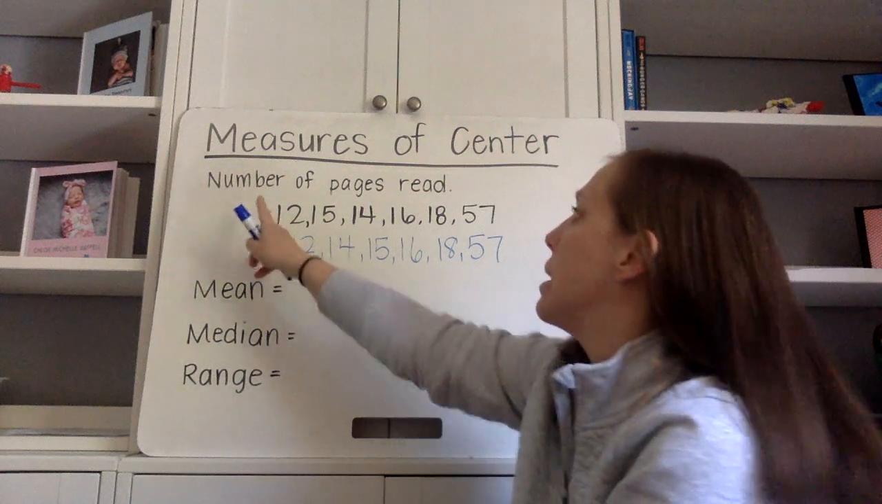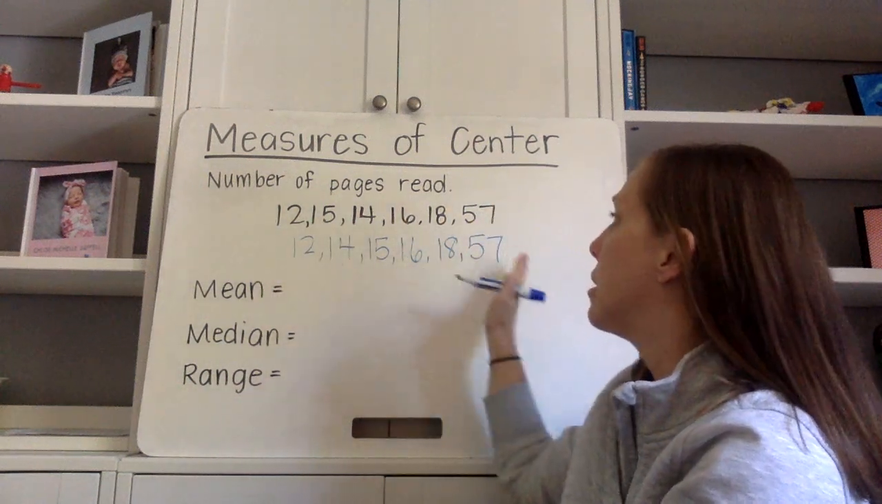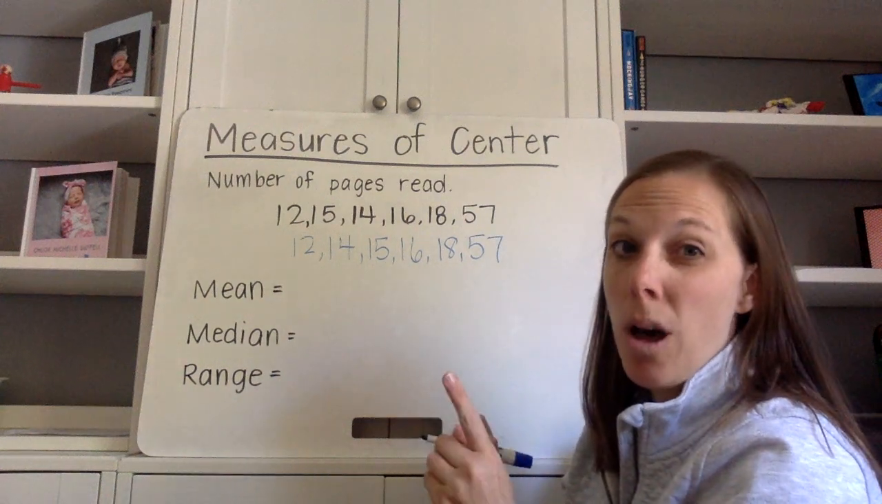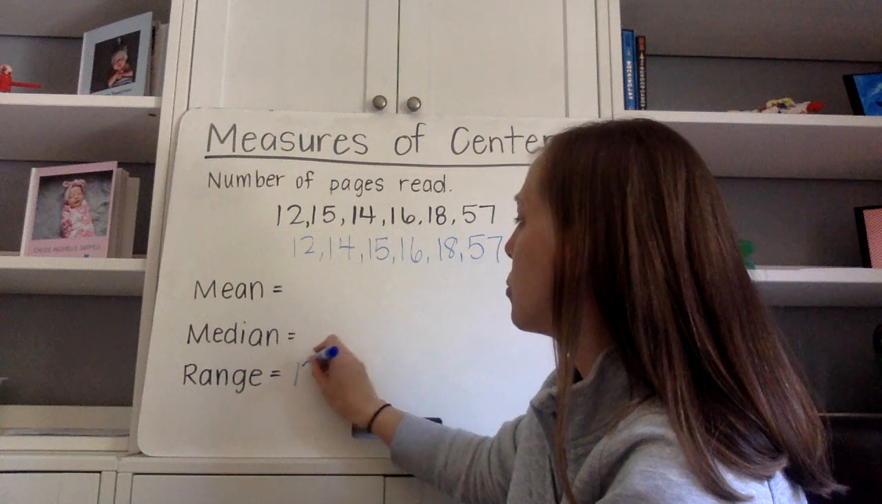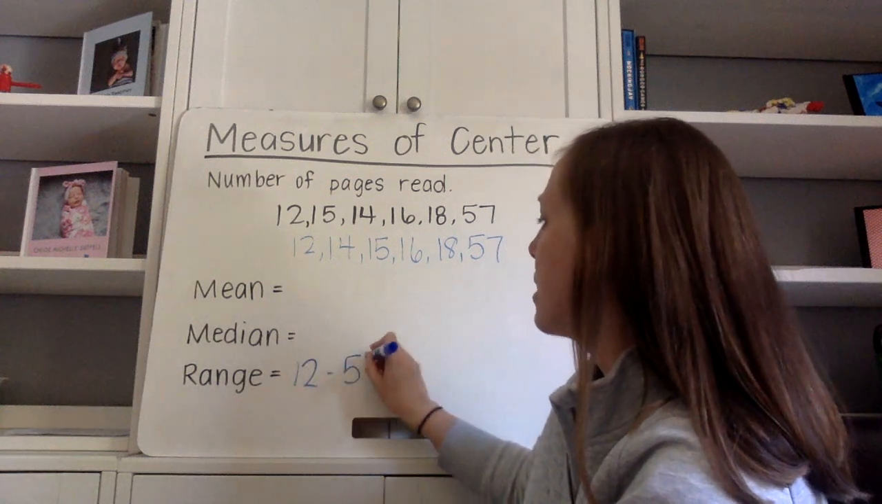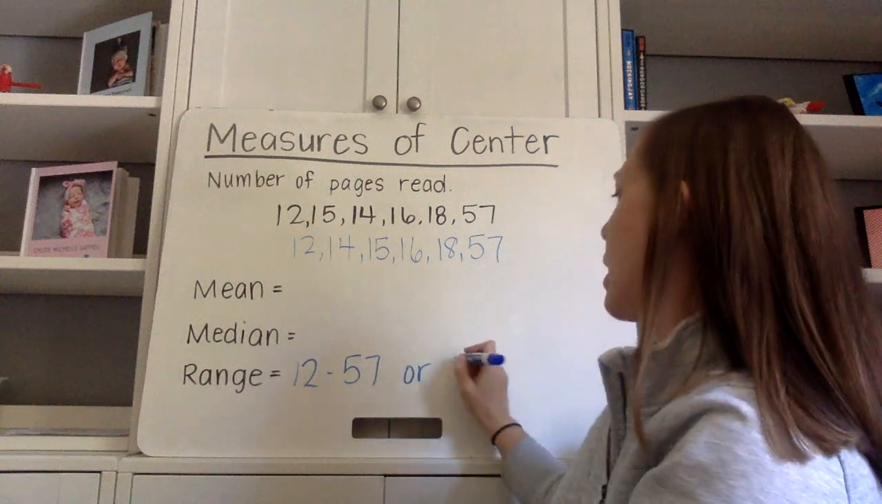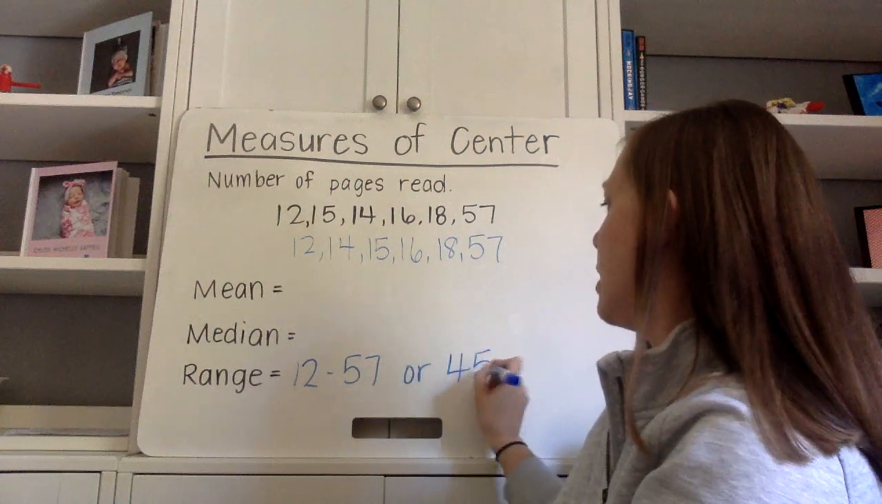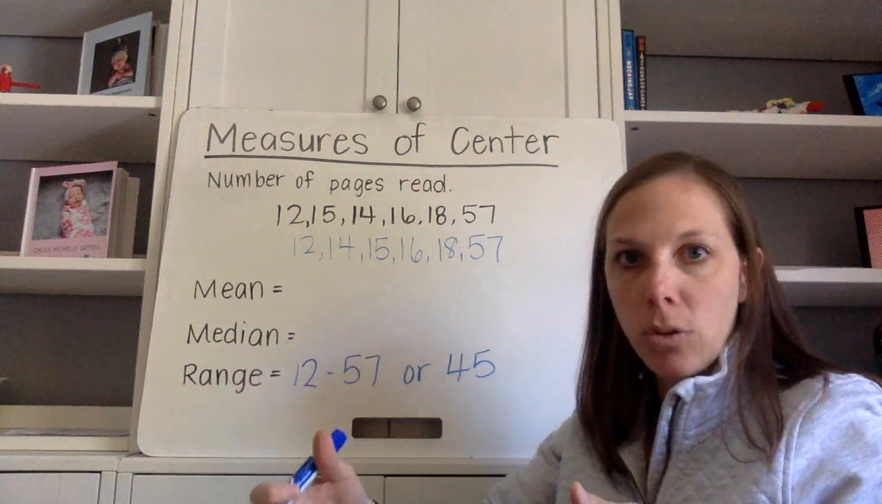So all I did was take this set of numbers, these 6 numbers, and put them in order from least to greatest. Now, honestly, this makes finding the range very easy. So I can say my range is 12 to 57, or I can subtract those numbers and say my range is 45 because it covers 45 numbers.